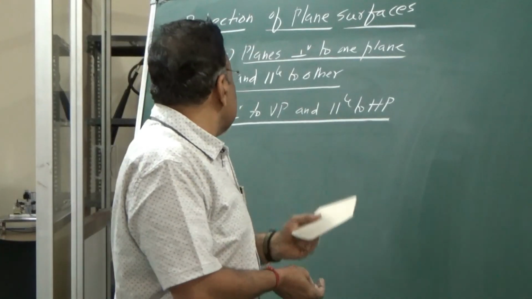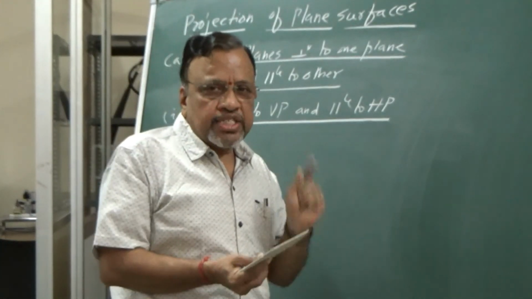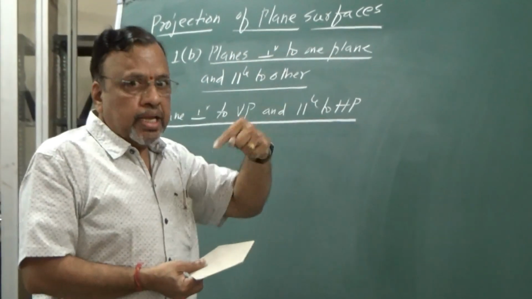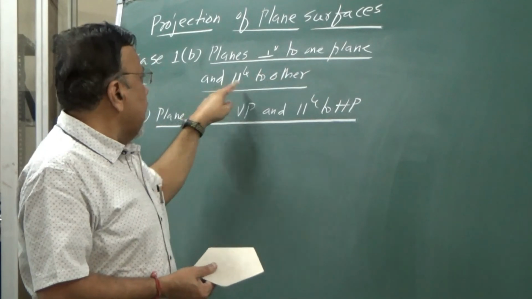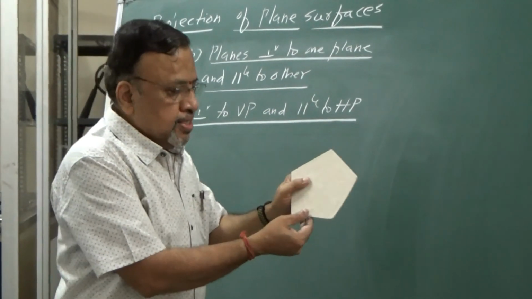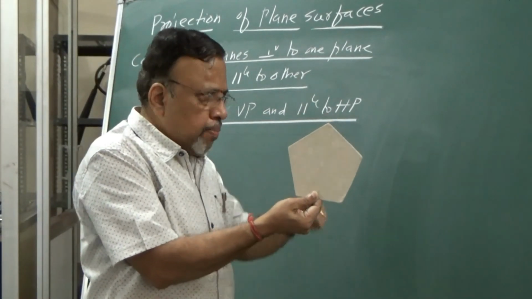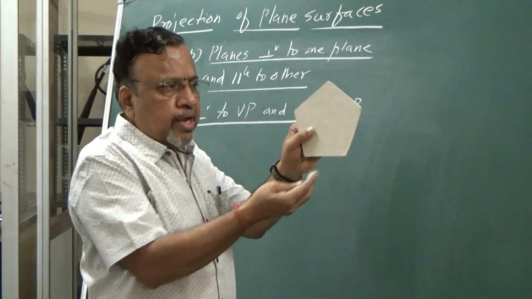Now let us consider case 1b. So case 1b, what we have seen is the second type of perpendicular planes problems: planes perpendicular to one plane and parallel to the other. As you can see here also, I can have two cases.